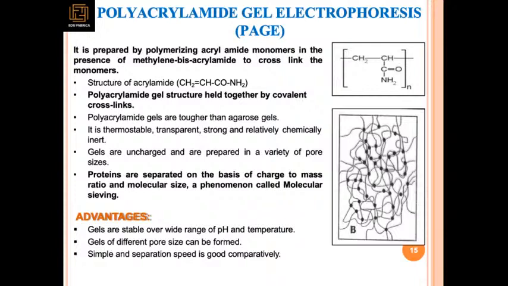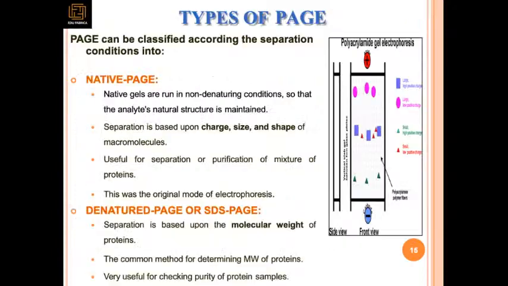So advantages are gels are stable over a wide range of pH and temperature, and gels of different pore sizes can be formed in this case, and it is simple and separation speed is comparatively good. So this is the best, most likely method that we use in the molecular biology lab. Whenever you get a chance to work, we go for PAGE here.